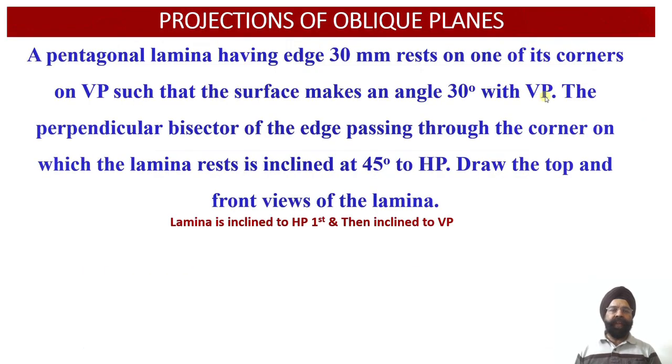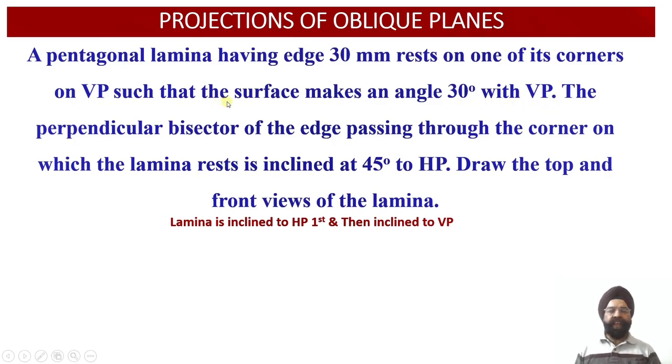Today we are going to discuss projections of the oblique plane, which happens to be inclined with respect to both the reference planes, that is the horizontal plane as well as the vertical plane. So here we have a pentagonal lamina with edge equal to 30 millimeter, and this lamina rests on one of its corners on the vertical plane in such a way that the surface of this lamina makes an angle of 30 degree with respect to the vertical plane.